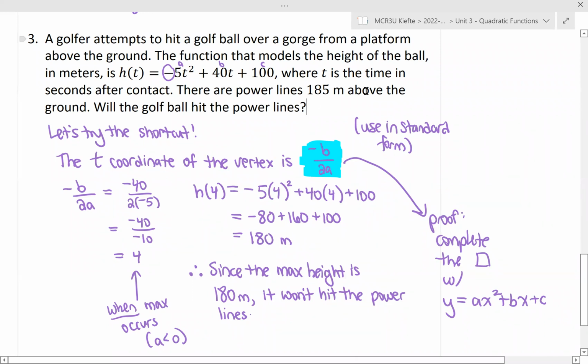Because the power lines are 185 meters, we can see that the golfer is going to miss the power lines, which is great.